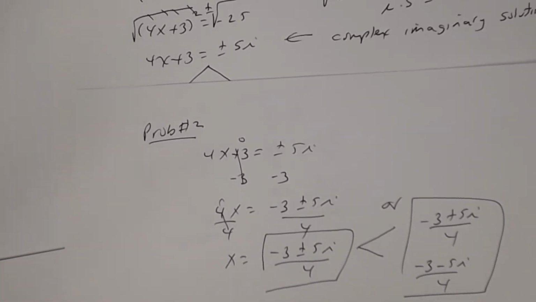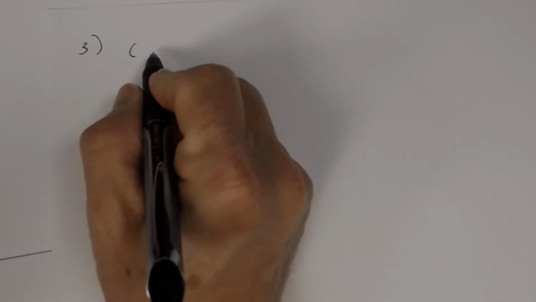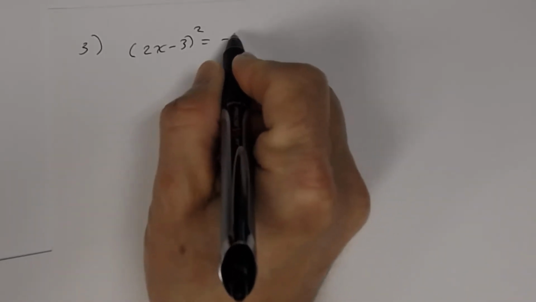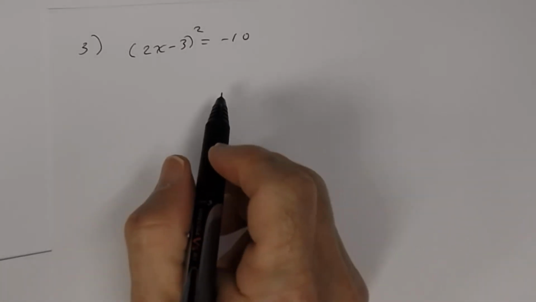So let's look at number 3. In number 3, we have 2x minus 3 squared equals negative 10. 2x minus 3 squared equals negative 10.